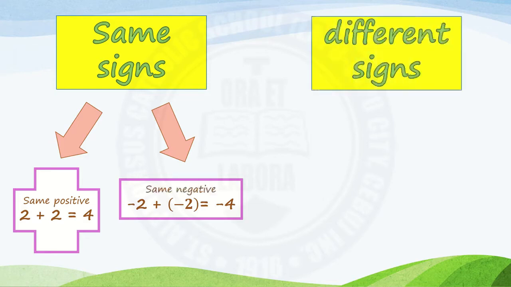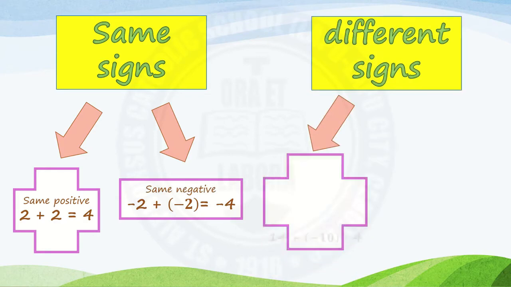But if the integers have different signs, one is positive, the other is negative, like this example, positive 14 plus negative 10, they have different signs. We need to subtract the two integers and copy the sign of the number with bigger absolute value. So 14 minus 10 is 4, and copy the sign of the bigger number, which is positive. So the answer is positive 4.